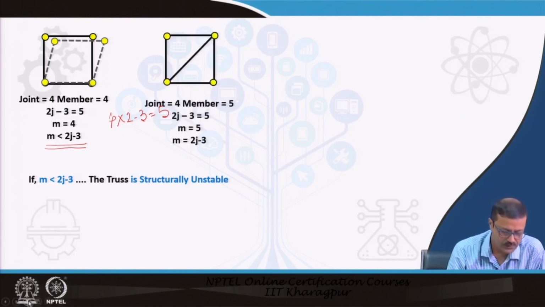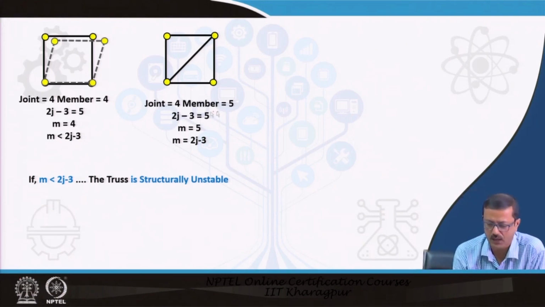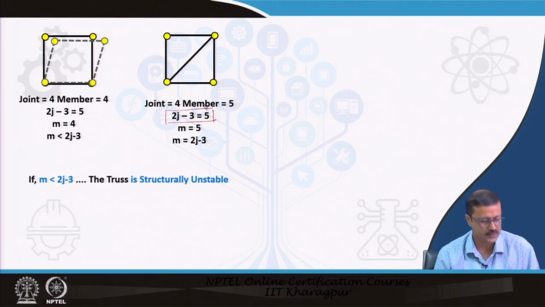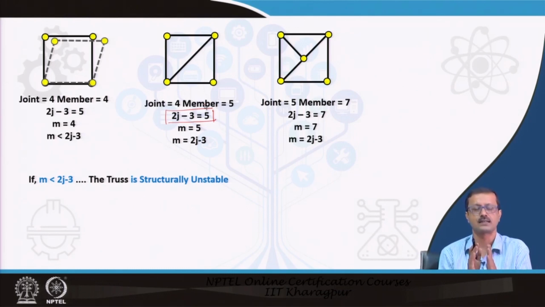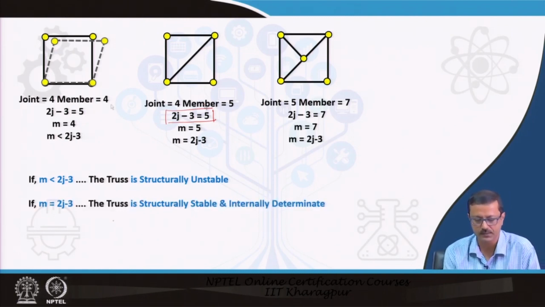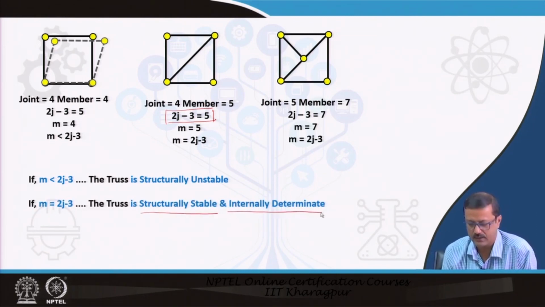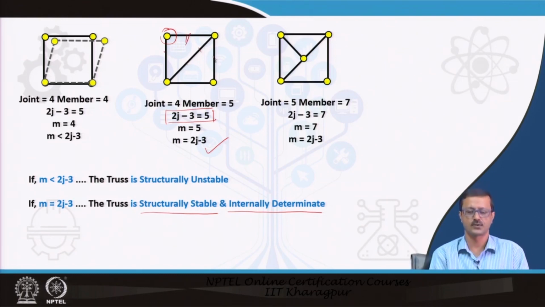Whereas, if you see this, next we have introduced a third member, fifth member. So, then the joints remain 4 and members remain 5. So, this relation holds now. Then I can say this is a statically determinate and stable kind of a scenario, and this is a statically stable and internally determinate kind of a structure. I can easily start from this point and I can find out the forces in the members.